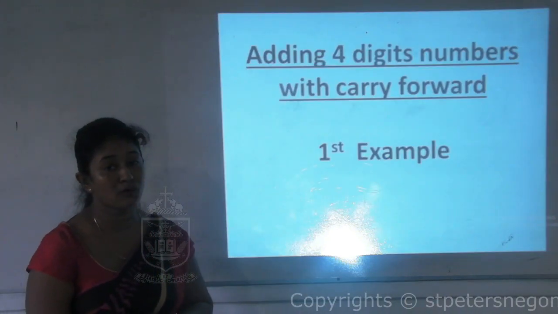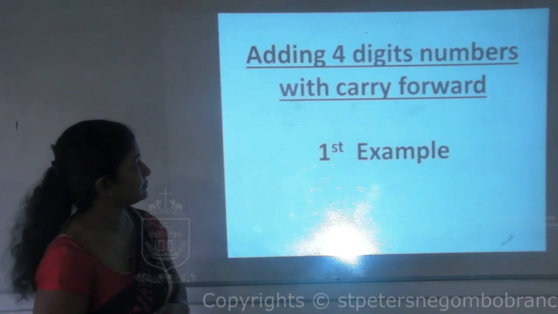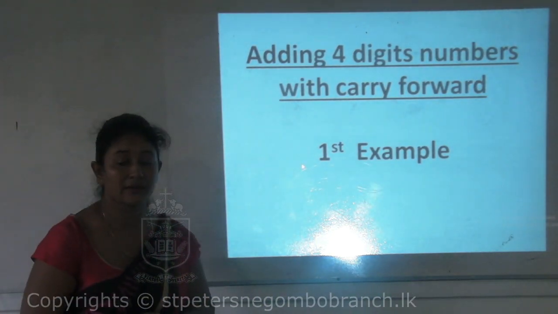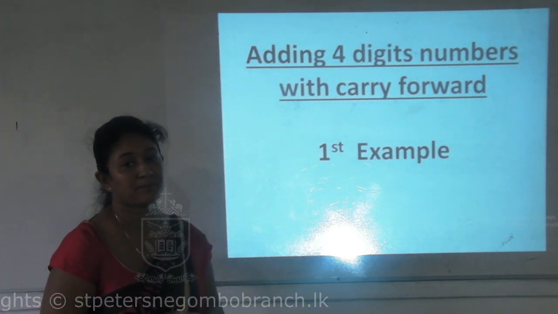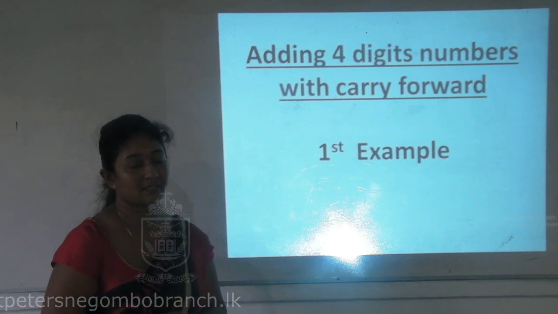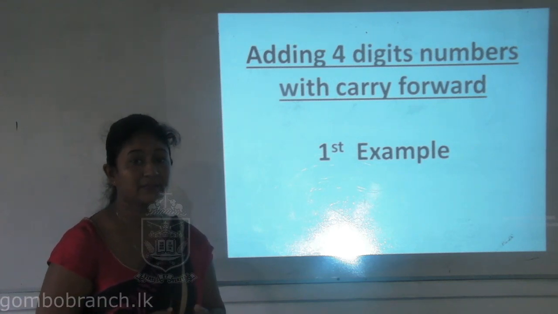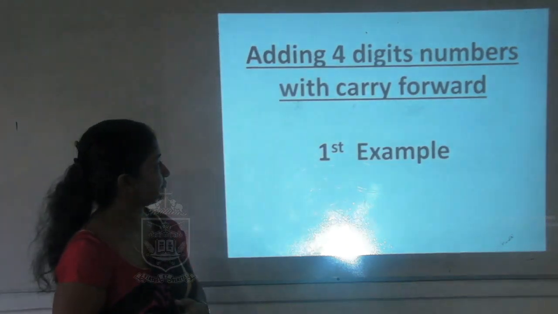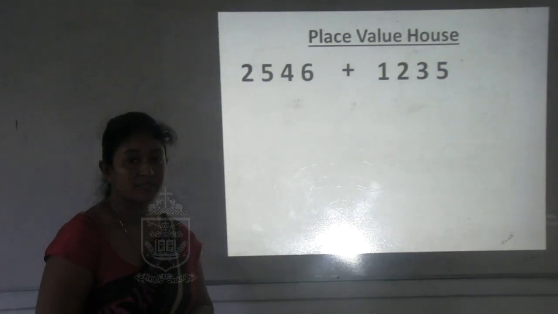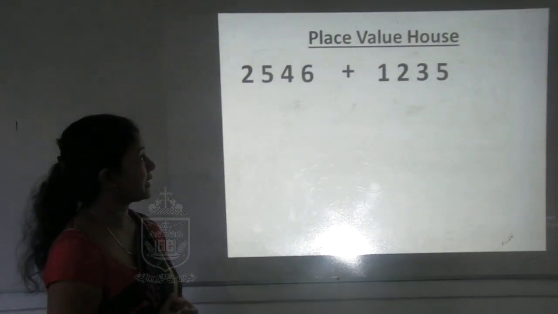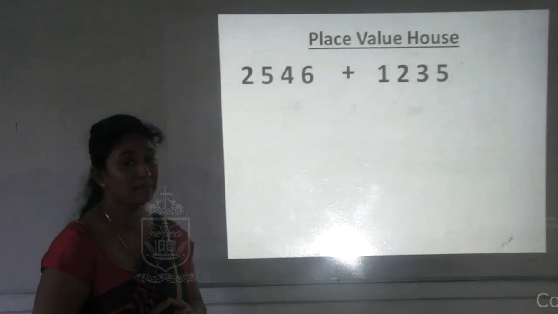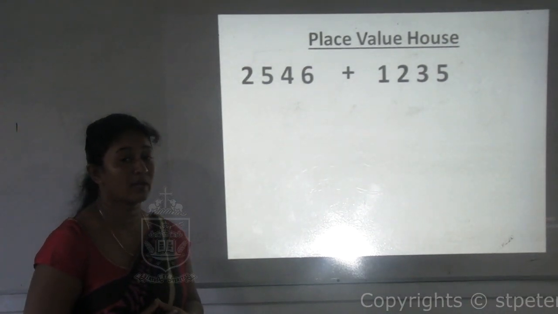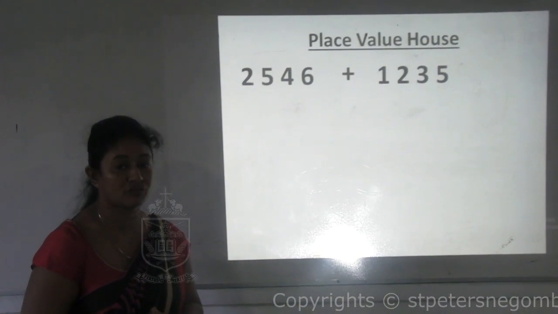Now let us see how to add 4-digit numbers. So, adding 4-digit numbers with carry forward. I think you all have your study packs, so you can take them into your hands and I'm going to explain the first example. Please observe and look at this problem. Yes, my dear students, here you can see there are two numbers that I am going to add. Before adding any number, first of all, we are going to see the place value of each number.